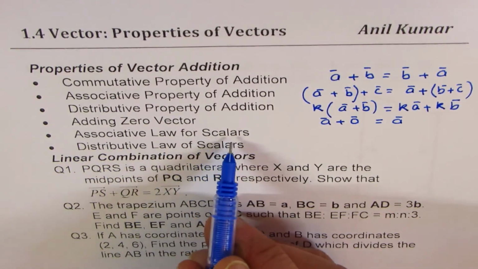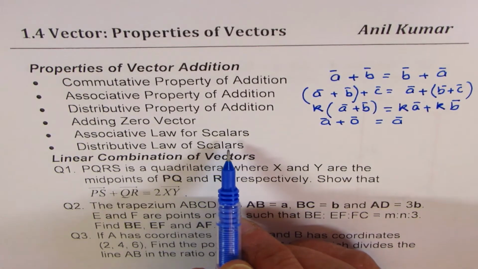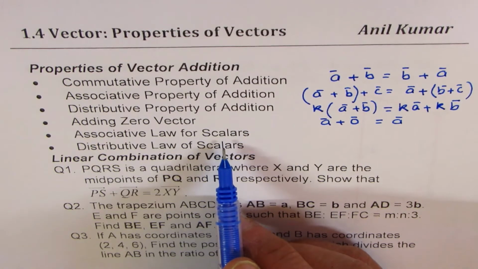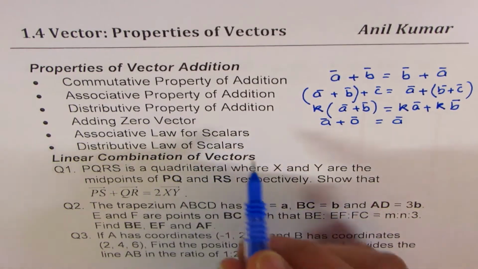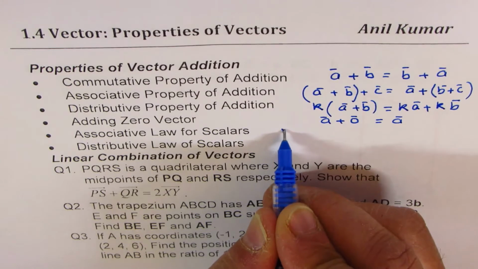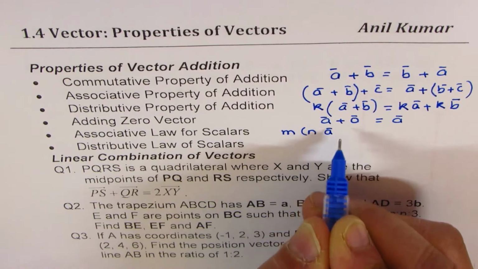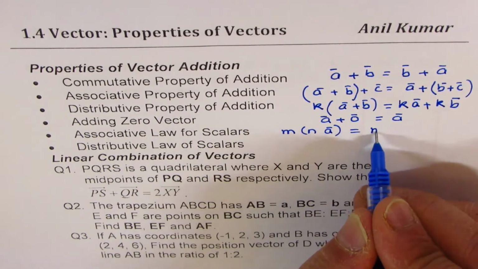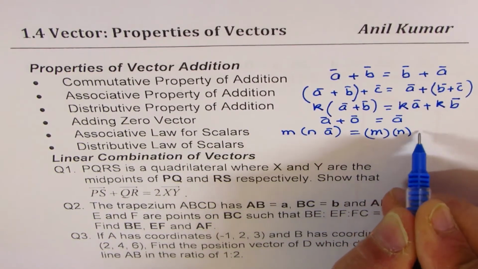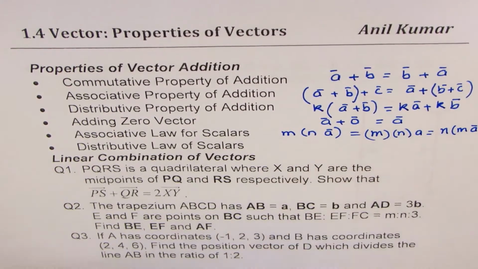Associative law of scalars. Now, the wordings are very important here, since in many tests, they may give you a multiple choice question with different wordings, right? So, when we say associative law for scalars, 3 things are involved. Associative means 3 things. In this case, there are 2 scalars. We could have m and n as 2 scalars multiplied, that is scalar multiple. This could be written also as m times n times a, or it could be n times ma, right? So order doesn't matter. That's what we're trying to say here.